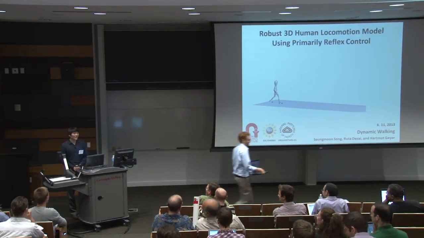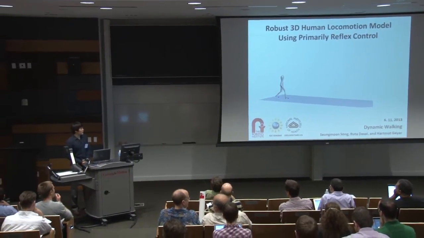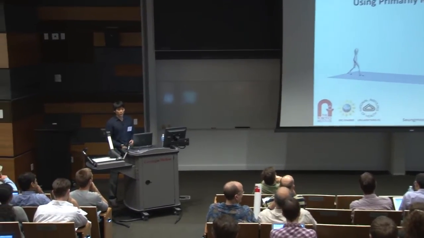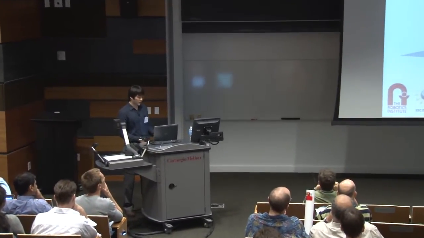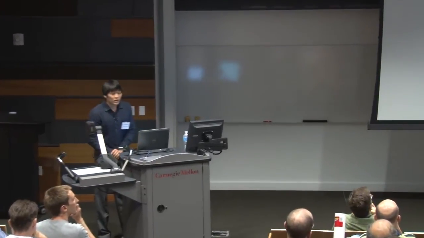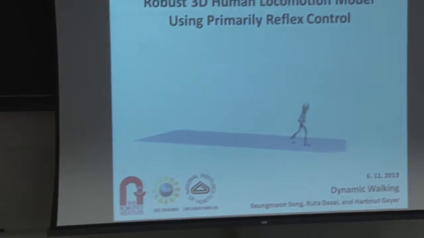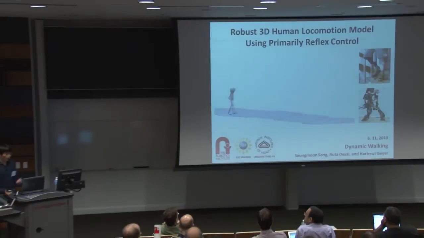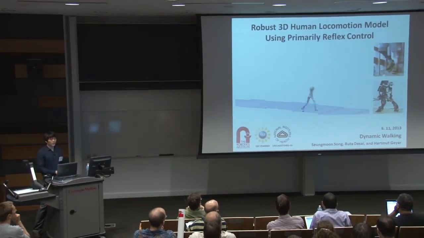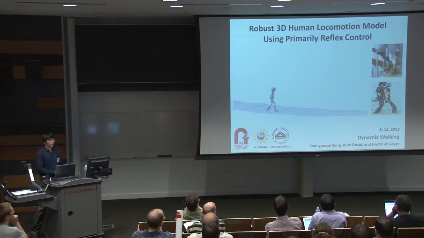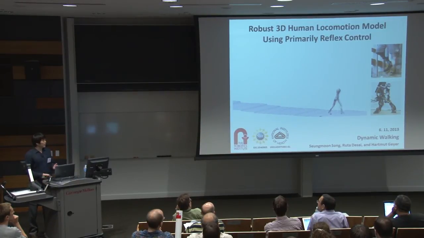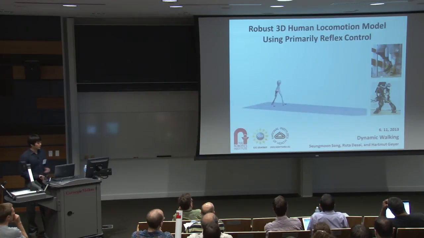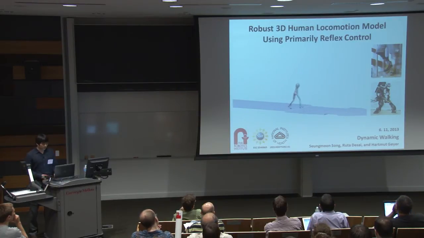Okay. I'm Seungmoon Song, presenting the work done by me, Ruta Desai, and Hartmut Geyer. We are from the Robotics Institute, and we thank NSF and NIH for funding us. We are interested in understanding the control of human locomotion and delivering practical controllers for robots. To understand human control, we first develop a neuromuscular controller in simulation and then compare the result with measurable human data. This talk is about our simulation development of a robust 3D human locomotion model using primarily reflex control.